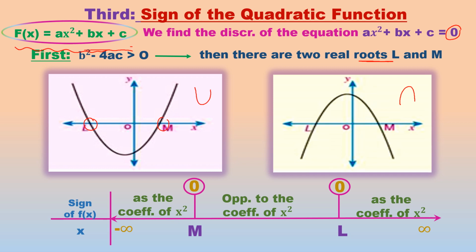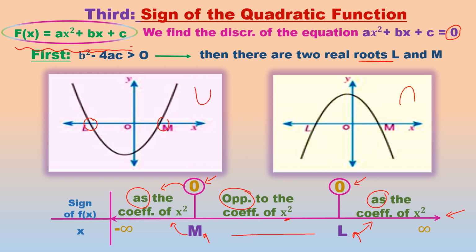What is this? It's the rule for the sign of the quadratic function. On the number line, if y equals 0, f of x equals 0, so the answer is M and L. Between L and M, the sign will be opposite to the coefficient of x². Before M, it will be the same as the coefficient of x². After L, it will be the same as the coefficient of x².